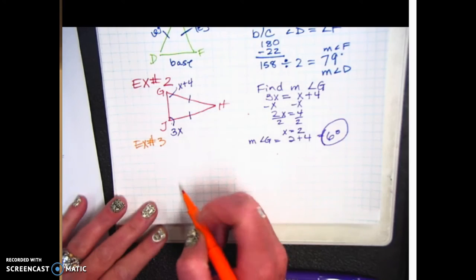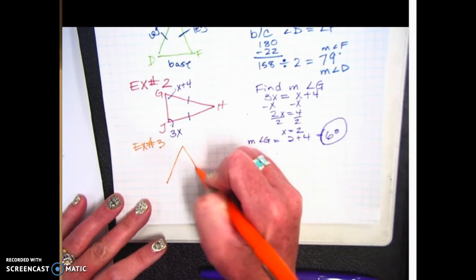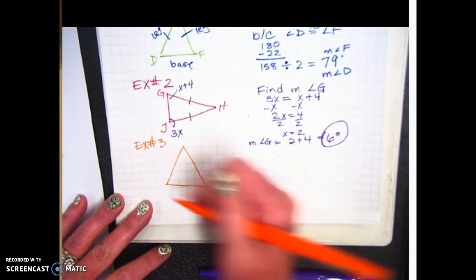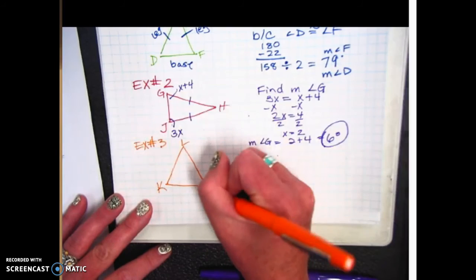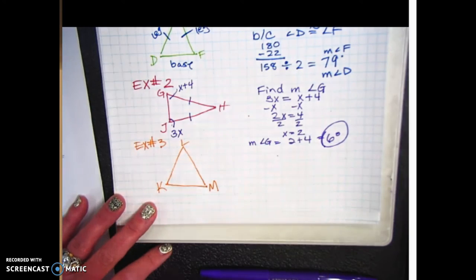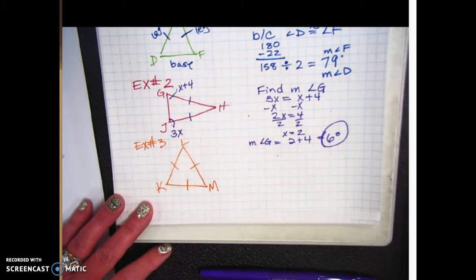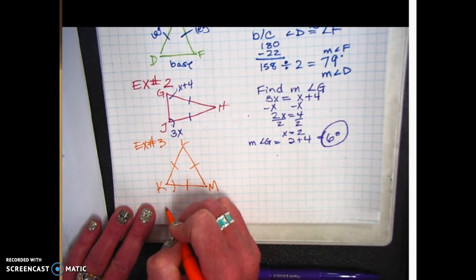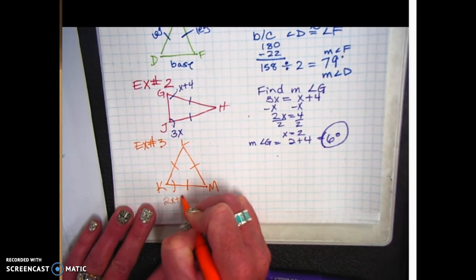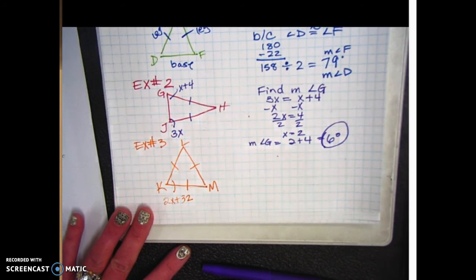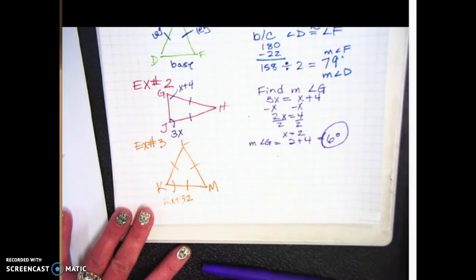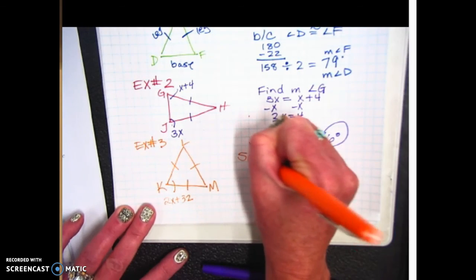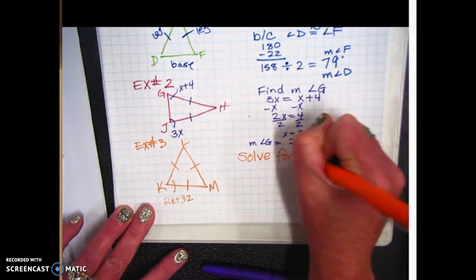All right, so for example number 3, we have a triangle, just so happens to be an equilateral triangle, so we'll call it KLM. Equilateral triangles have 3 congruent sides, so you're going to put tick marks on all 3. And I'm going to give you a measurement for angle K, which is 2x plus 32. So I've only given you one angle measurement, and I'm going to ask you to solve for x.